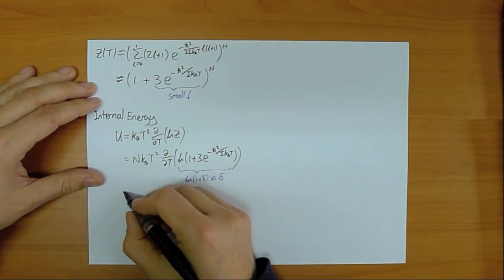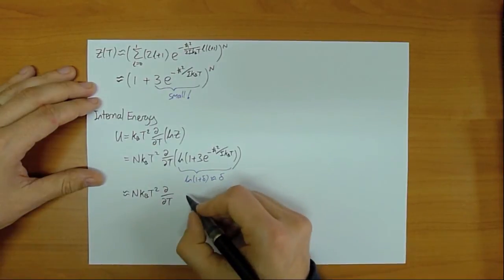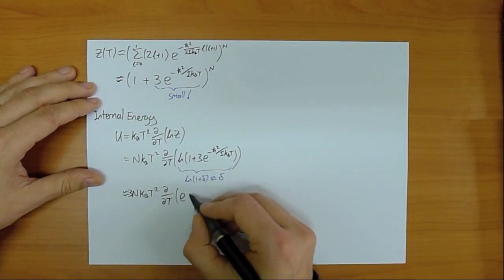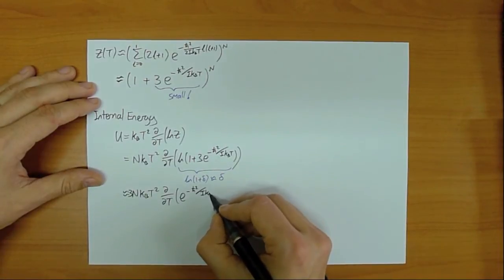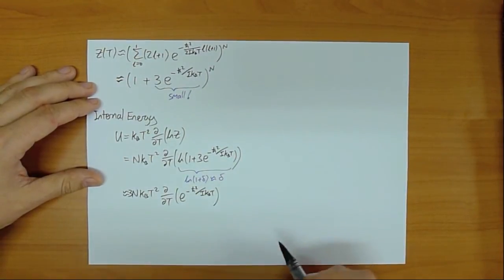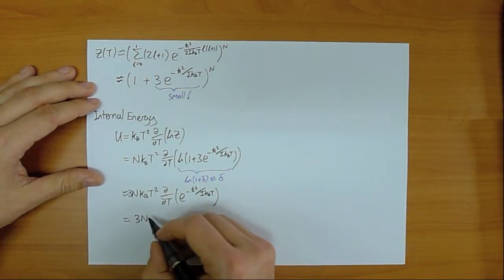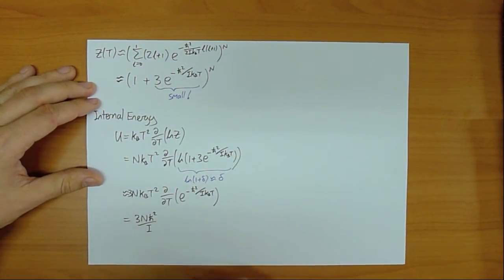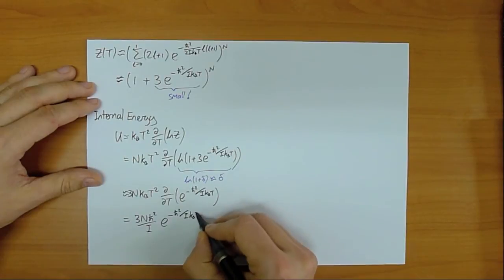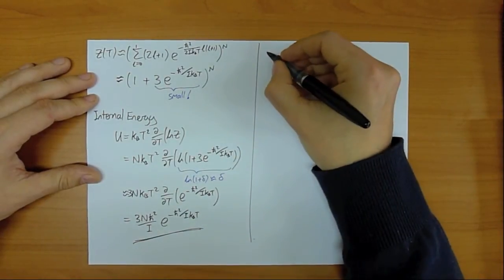So therefore this is approximately equal to n k_B T squared d by dT of just the small thing, which is this. So 3 can come out. I have d by dT of e to the minus h bar squared over I k_B T. Okay, differentiate that, gives me h bar squared over I k_B T squared. The k_B T squareds cancel, so this gives me 3n h bar squared over I times the exponential. So that's the internal energy, and now we can find the heat capacity by differentiating.